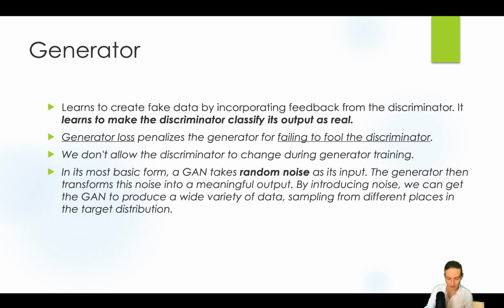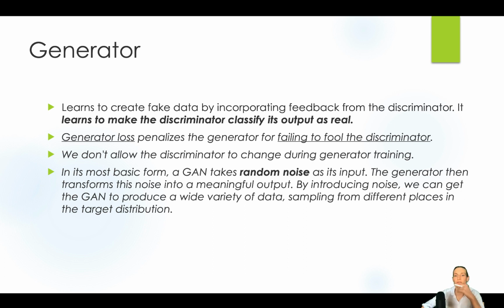Basically, the generator learns to create this fake data by incorporating feedback from the discriminator. It learns to make the discriminator classify its output as real, so it wants to fool the discriminator. So the generator loss penalizes the generator for failing to fool the discriminator. So we don't allow the discriminator to change during the generator training.